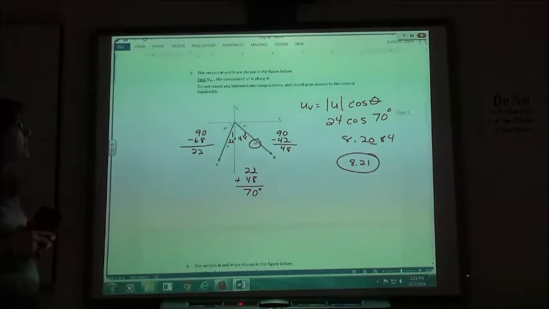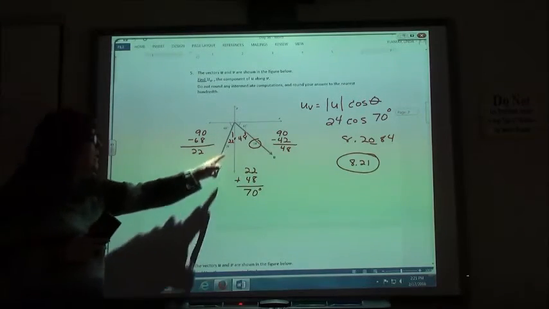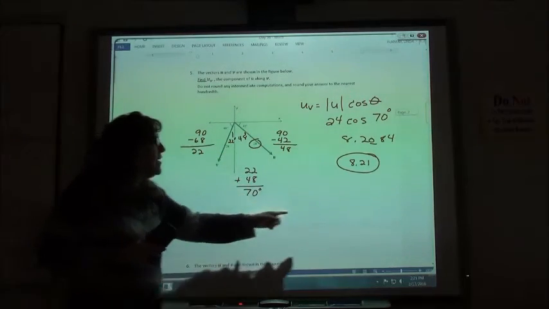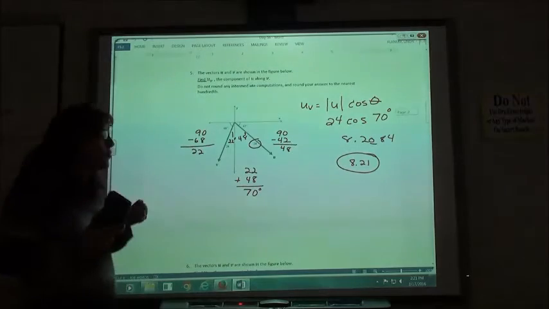Find the component of u along v. Again, this was an acute angle less than 90, so I ended up with a positive answer, which is what I should get.